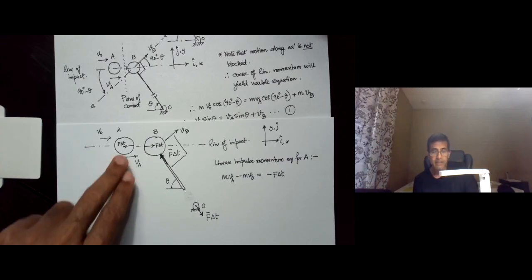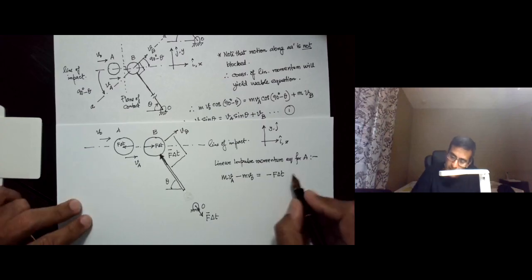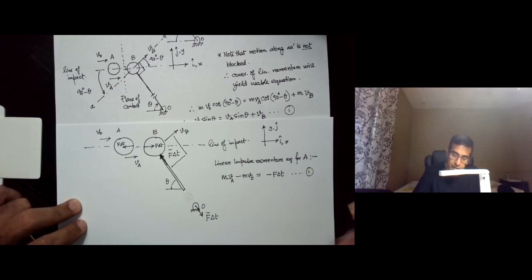Right, because f delta t here is in the negative x direction, and we are expressing all these momenta in the positive x direction. So the change in momentum in the positive x direction is given by the negative f delta t. So that's equation 1.